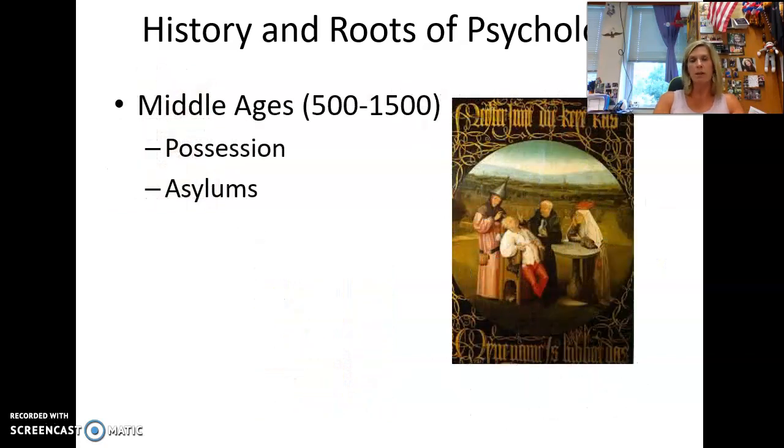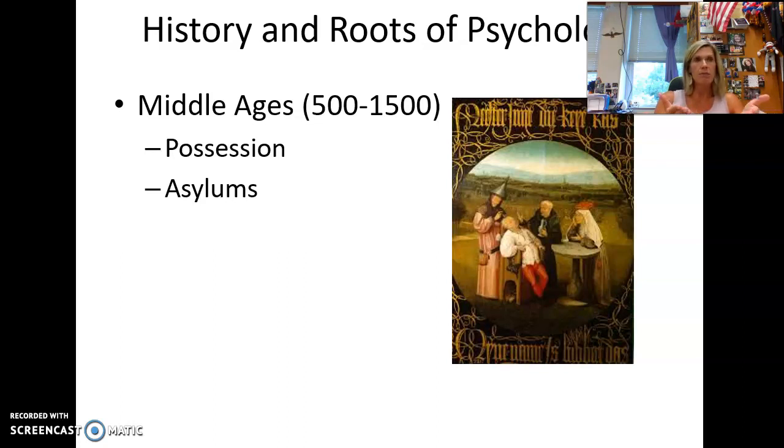So let's fast forward, though, a couple hundred years or thousands of years to the history and roots within the Middle Ages. In the Middle Ages, what I'm talking about is in Europe. During this time period, what was the major power force behind people's lives? The church, yes, it was the Catholic Church. So the church played a large role in people's lives and helped to explain people's behaviors.